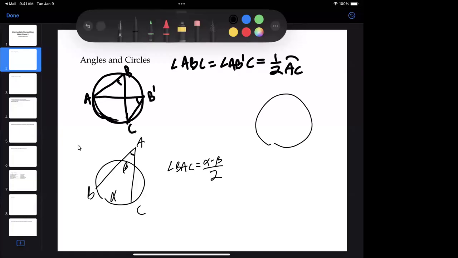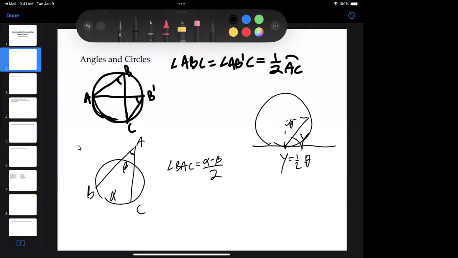Thirdly, if we have a tangent line and an angle that subtends that, so this is the point of tangency, then this angle gamma is going to be equal to 1/2 of whatever this angle is. It's theta.